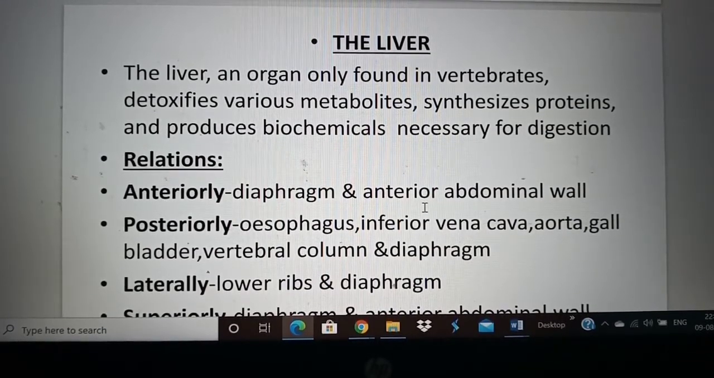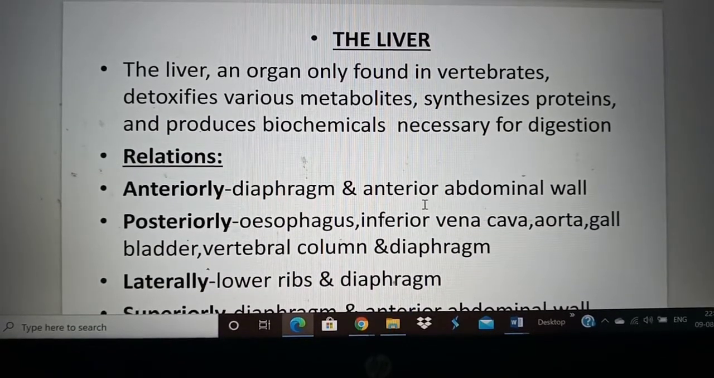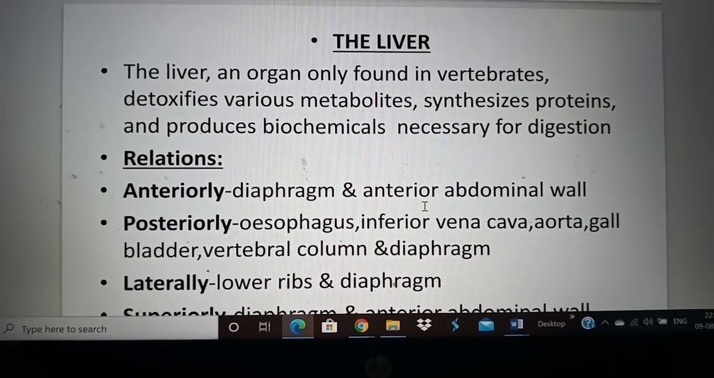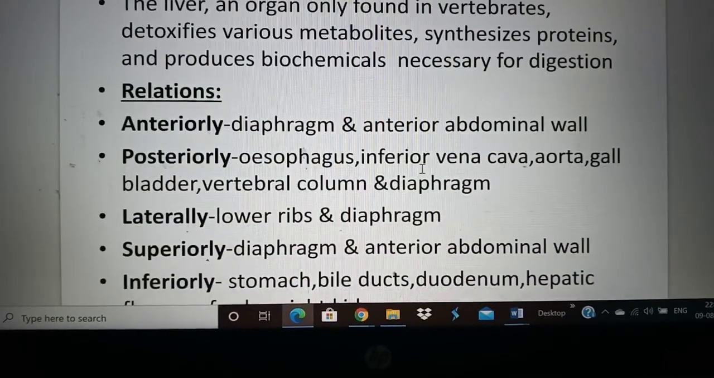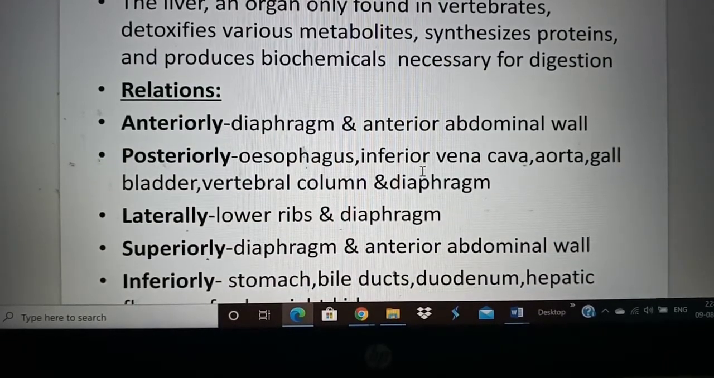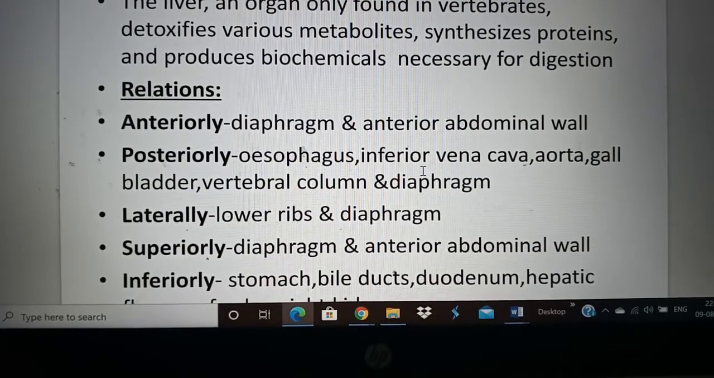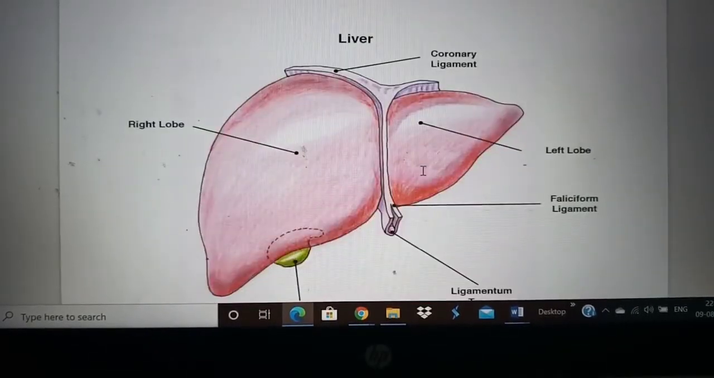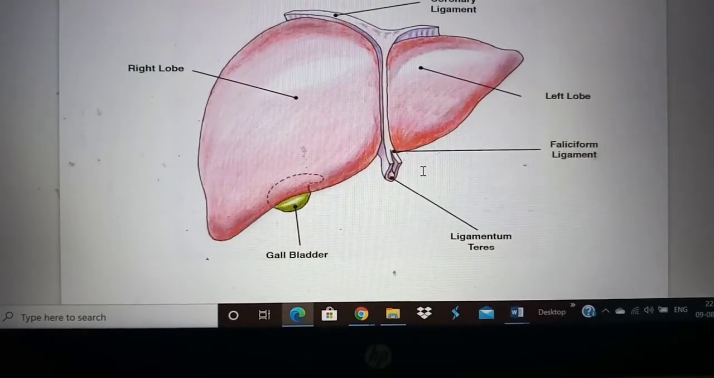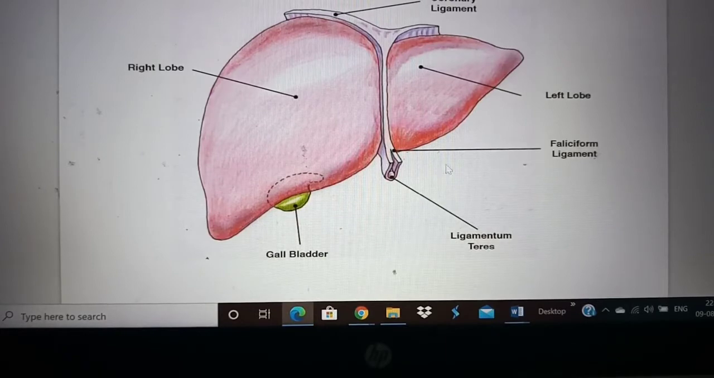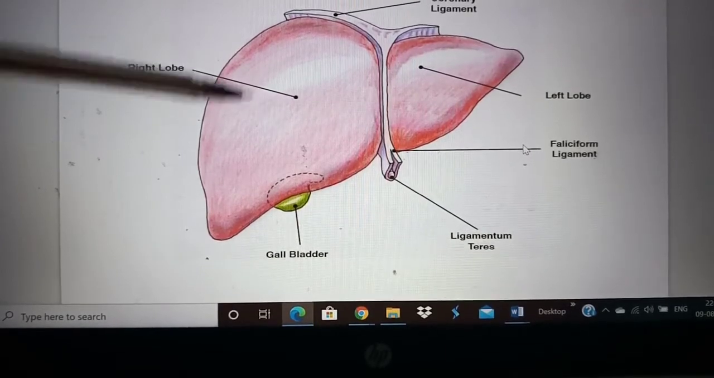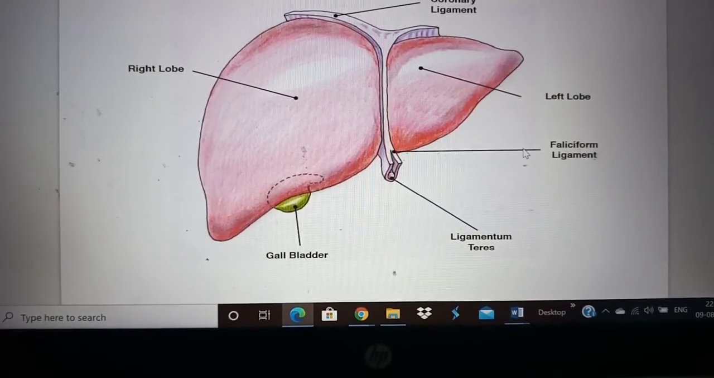The liver is an organ found only in vertebrates. It detoxifies various metabolites, synthesizes proteins, and produces biochemicals necessary for digestion. As you can see in the picture of the liver, anteriorly you can find the diaphragm and the anterior abdominal wall. Posteriorly, just behind, you have the esophagus, inferior vena cava, the aorta, the gallbladder, vertebral column, and the diaphragm.